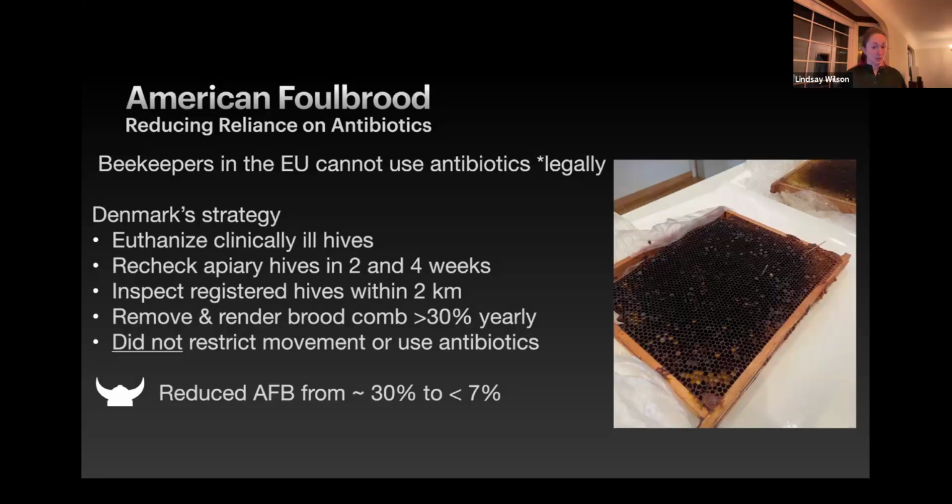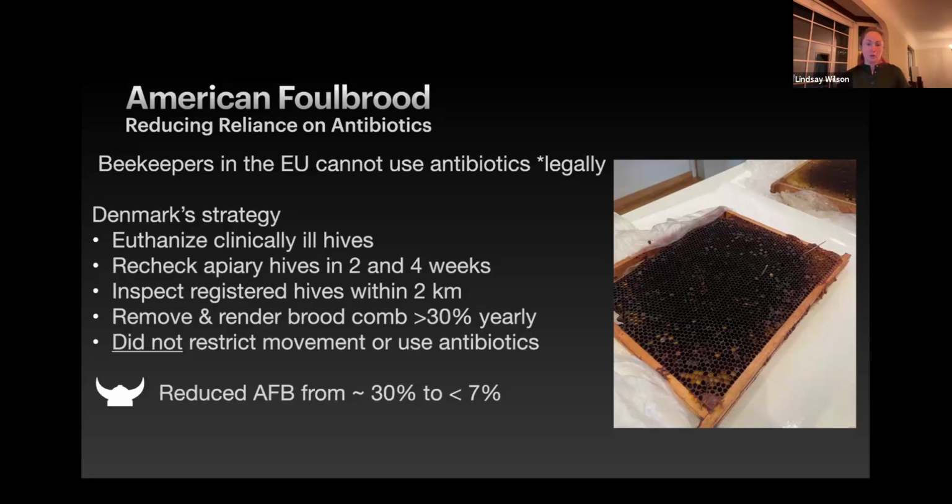What they didn't do in Denmark, they didn't use antibiotics on the other hives, and they also didn't restrict the movement of the beekeepers. And I asked the guy, I said, in the United States, we say, quarantine these bees, don't move them for a year. And he said, nobody would comply. I still think it's a good idea to not move them. I wouldn't want somebody moving sick hives near my hives.